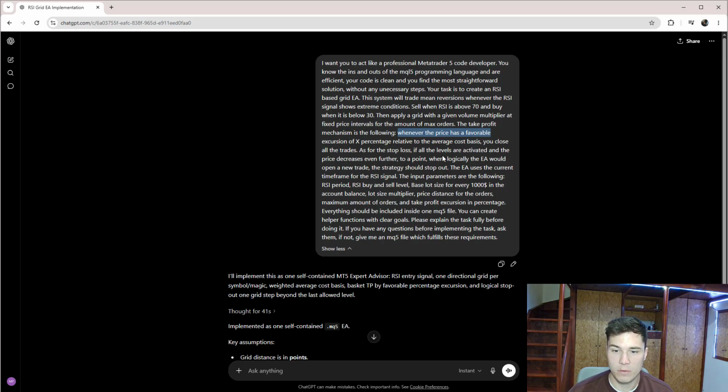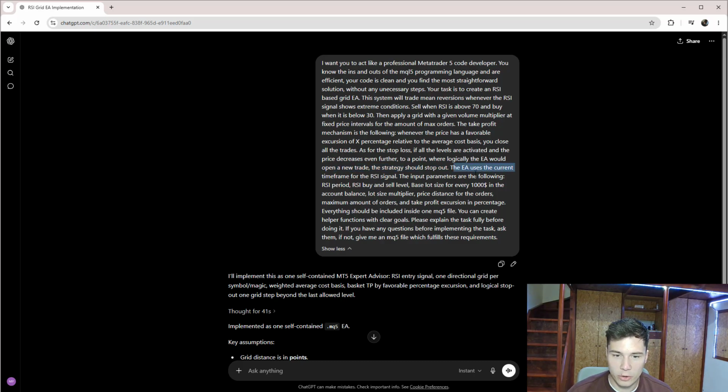As for the stop loss, if all the levels are activated, so let's say I wanted to do 5 recovery trades and we would do the 6th, the price decreases even further to a point where logically the EA would open a new trade. The strategy should stop out. So as I said before, this basically means that our grid strategy will have a stop loss basically at the next level where it would enter a new trade based on the distances, but we are not allowing it to do so. So if we have a maximum amount of trades of, let's say, 5, then at the sixth level is where our stop loss will be.